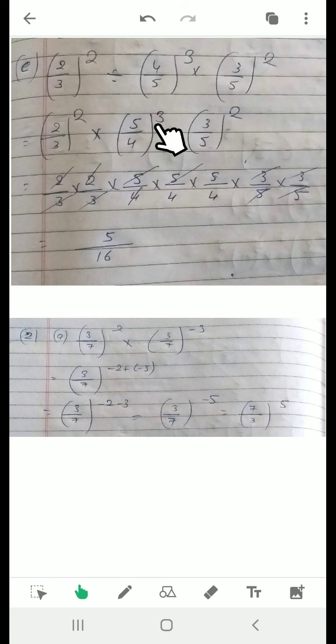Don't put a negative power here, don't be confused. This term is a reciprocal because of this division. This division is converted into multiplication, so we take the reciprocal of this 4 upon 5 as 5 upon 4. We have not converted the positive exponent into negative; we converted division into multiplication, so we take the reciprocal. Now here you can see we cannot apply any law, so we will write it directly: 2 upon 3 multiply 2 upon 3, 5 upon 4 multiply 5 upon 4 multiply 5 upon 4 multiply 3 upon 5 multiply 3 upon 5, and then we have to solve.